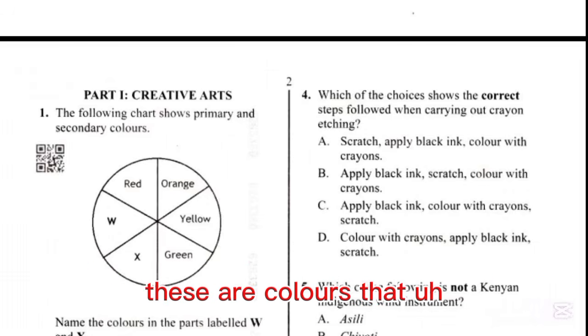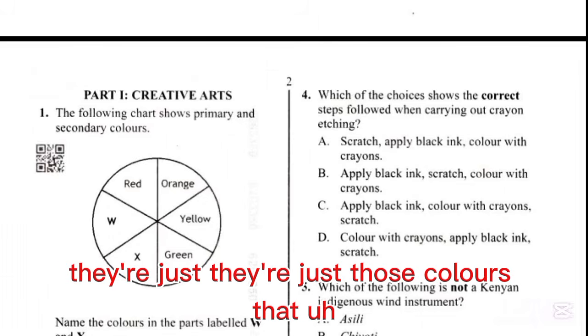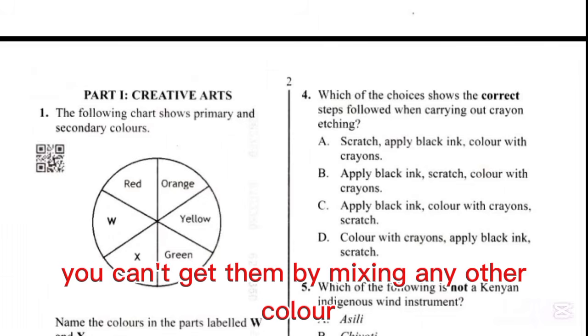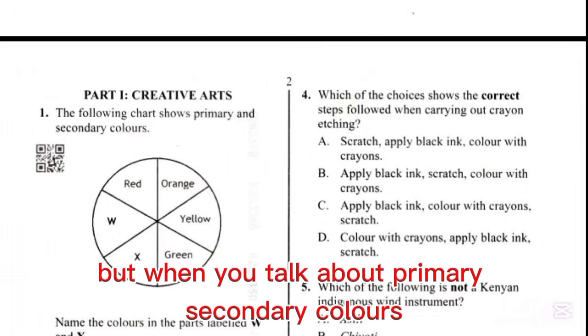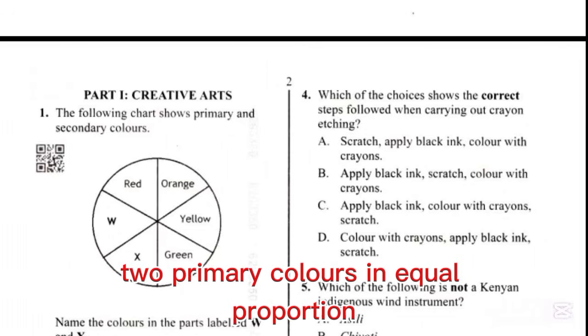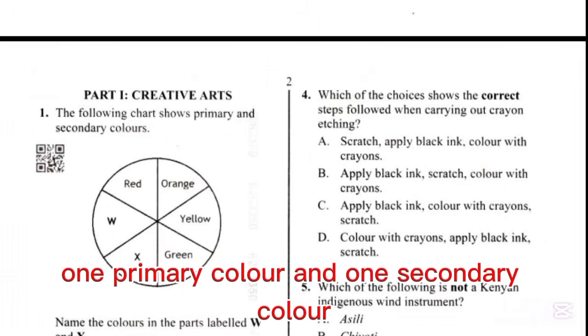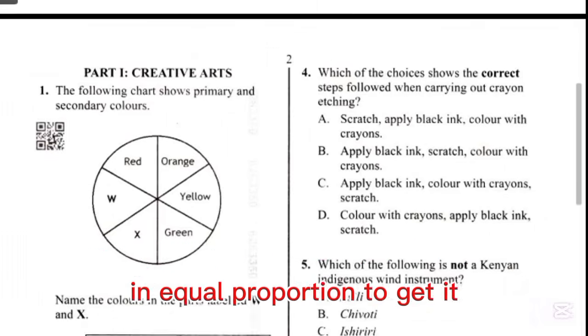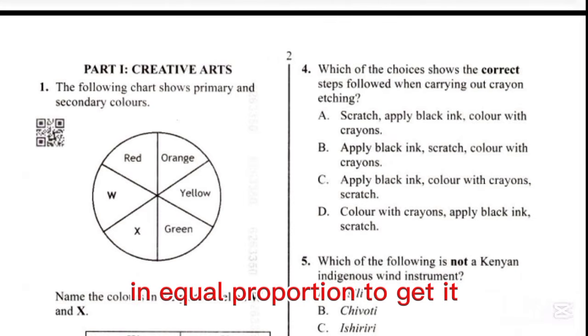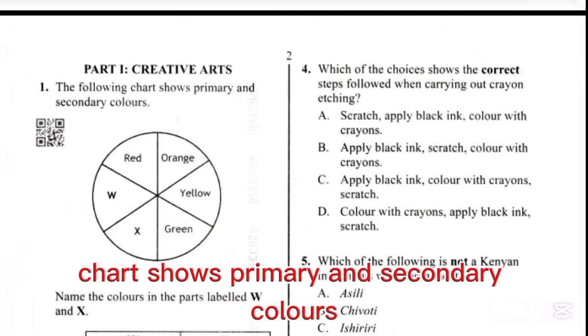Primary colors are colors that you can't obtain by mixing any other color. But secondary colors are colors that are obtained by mixing two primary colors in equal proportion. And when you talk about tertiary colors, we are mixing one primary color and one secondary color in equal proportion to get it. So the question is, the following chart shows primary and secondary colors.